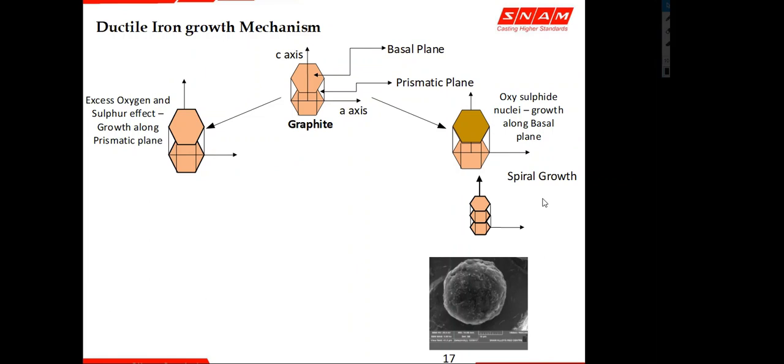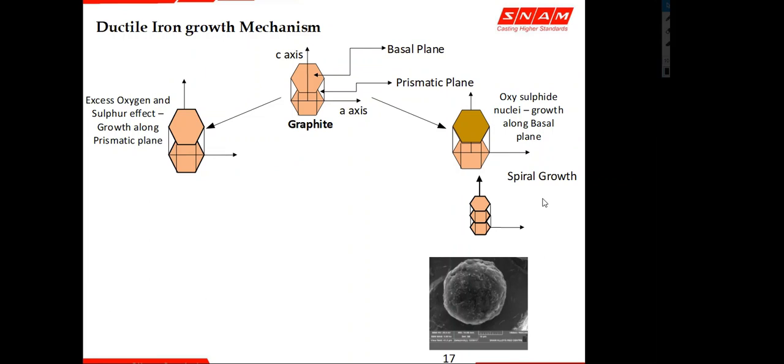Then this excess sulfur and oxygen has got affinity towards the prismatic plane. It is like adsorption. When you have more oxygen and sulfur present, you have one graphite which is precipitated. Before the next graphite could precipitate on top of it, this excess oxygen and sulfur present in the material, which is not reacted with any of the elements you have added, will start getting attached to the graphite already precipitated. So between two graphites you have got oxygen and sulfur.